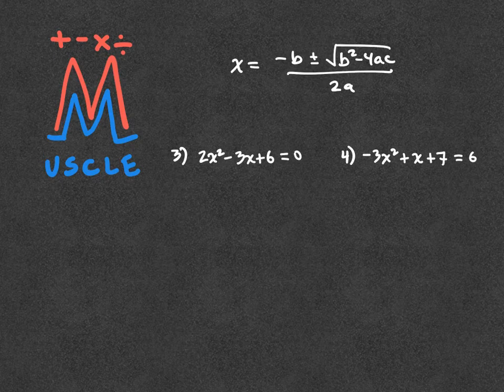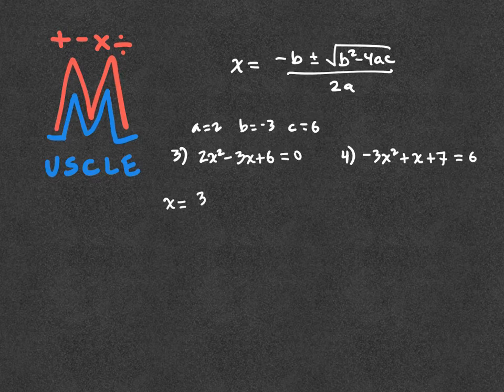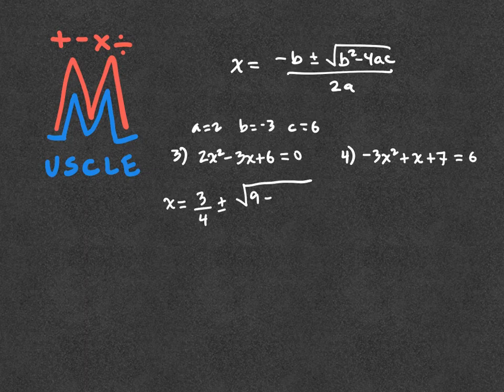Okay, as we look at problems 3 and 4, 3 is in the form that we want. So a equals 2, b equals negative 3, c equals 6. The little man got himself into the video there. Good for him. Okay, so here we go. So x equals the opposite of b over 2a. So 2 times 2 is 4, plus or minus the square root. B squared, which will be 9, minus 4 times 2 times 6. So 4 times 2 is 8, times 6 is 48.